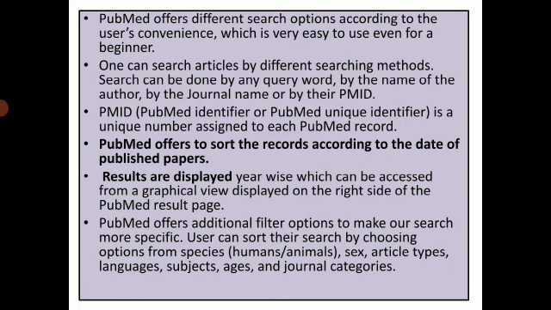PubMed also offers additional filter options to make our search more specific. Users can sort their search by choosing options from species, that is, human or other animals, sex, article types, languages, subjects, ages, and general categories.